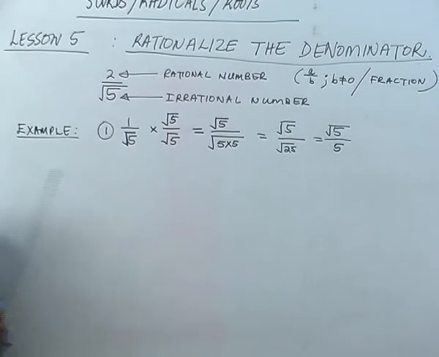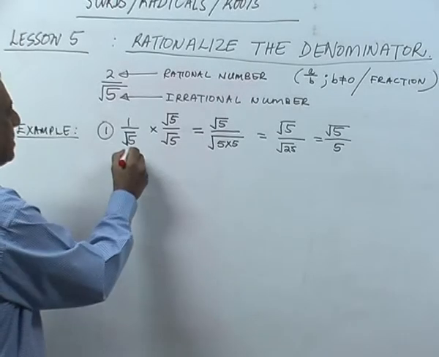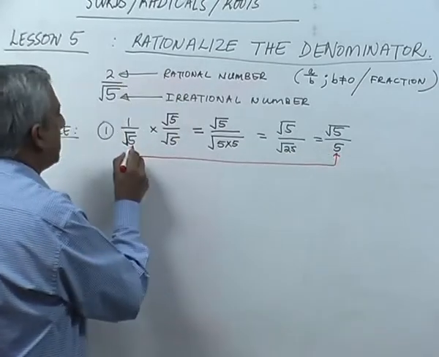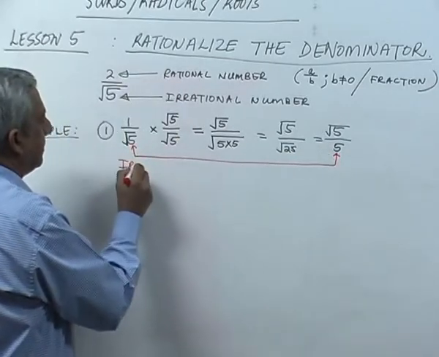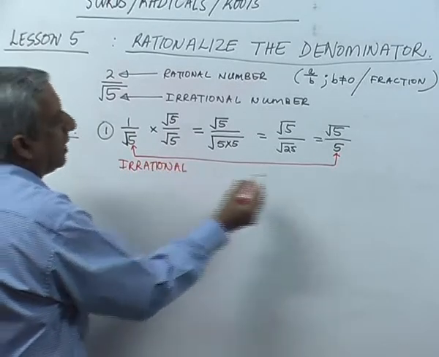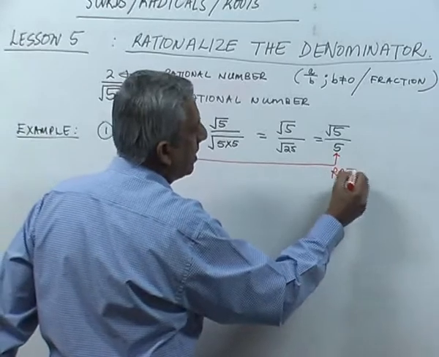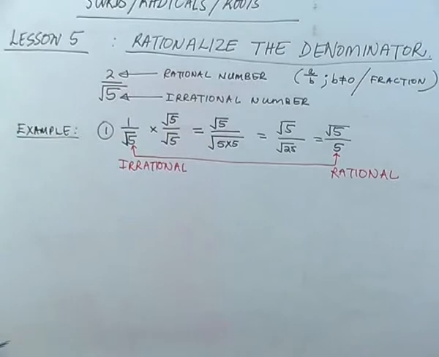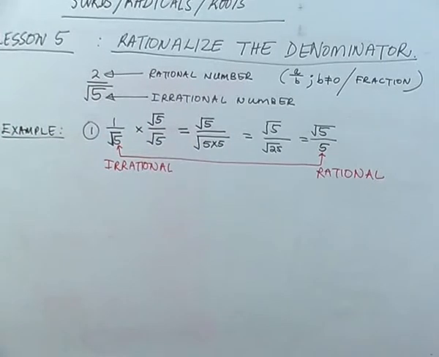Now you can see that the denominator, which was irrational, has now become rational. This was irrational. And it now has become rational. That is why we say rationalize the denominator. Alright, let's do another example.